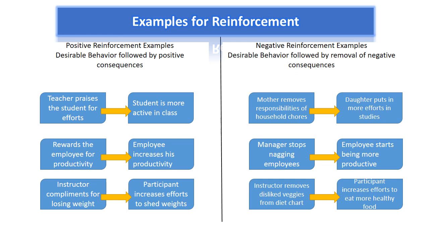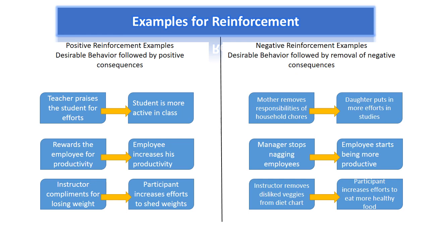On the contrary, we have some examples related to negative reinforcement, which indicates that when desirable behavior is followed by removal of negative consequences, again the behavior is strengthened. For example, a mother removes the responsibilities of household chores, which is not actually liked by the daughter. Mother is doing that so that the daughter would put in more efforts for getting the grades and for studious behavior. So as a result, that behavior is increased and the daughter puts in more efforts in the studies.